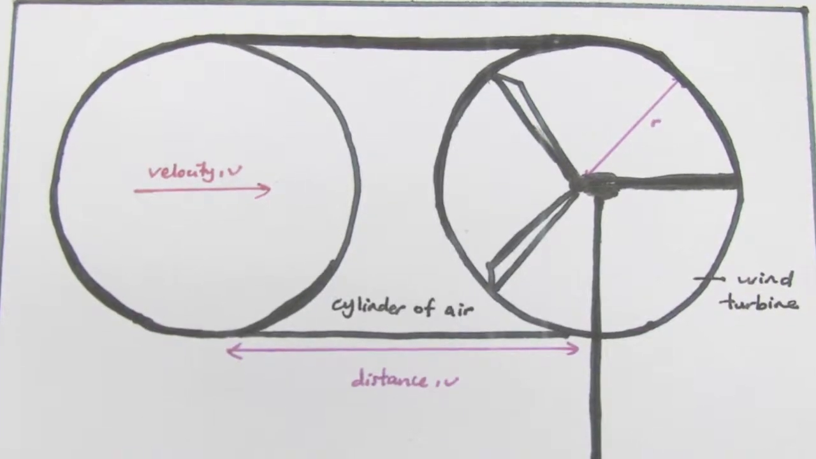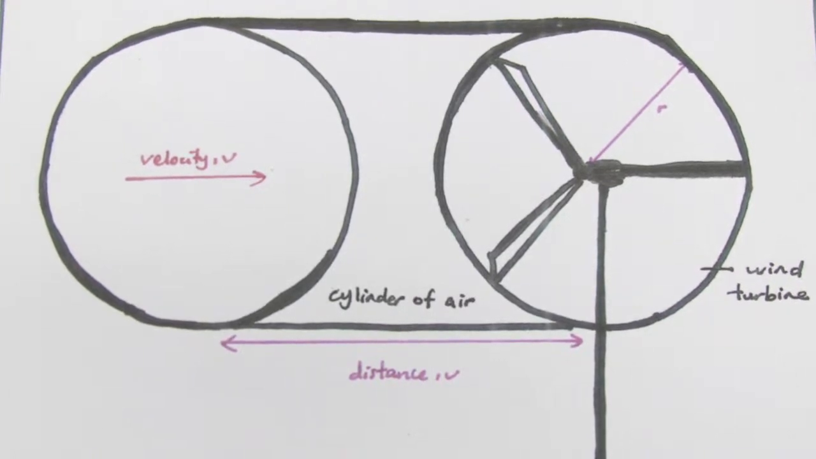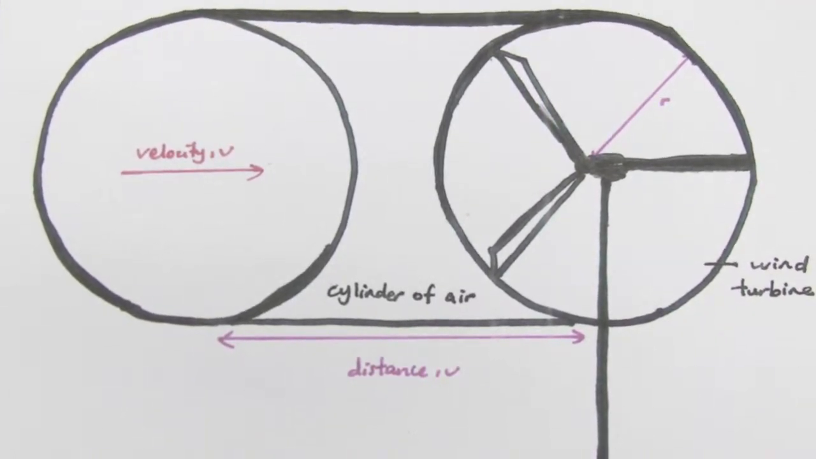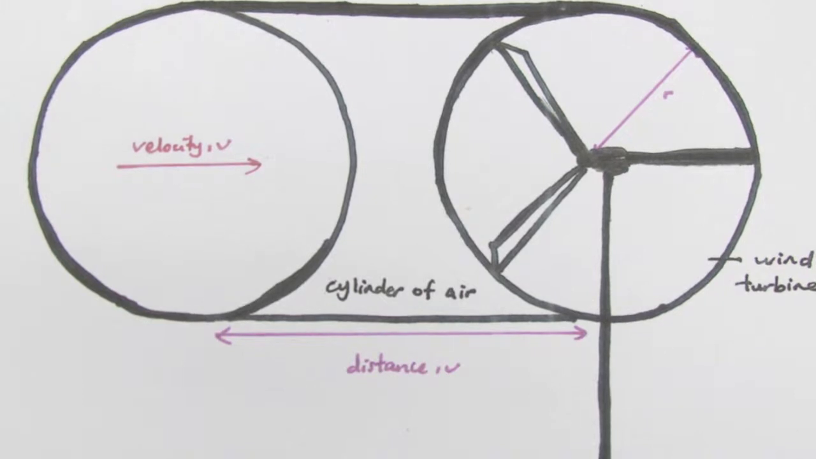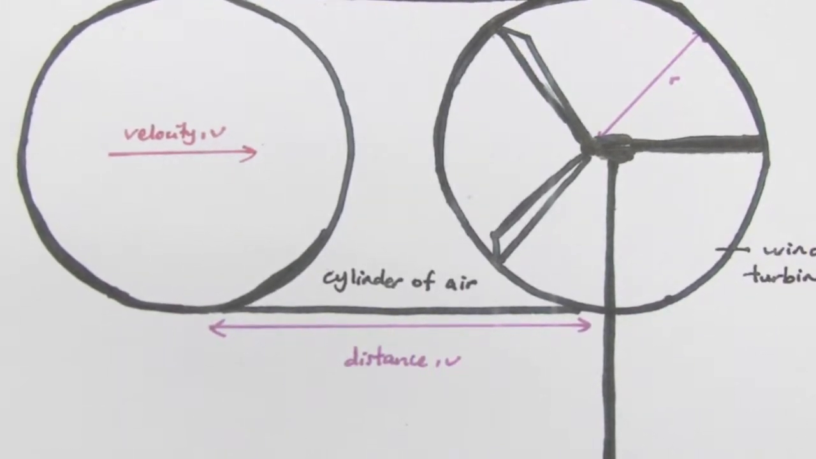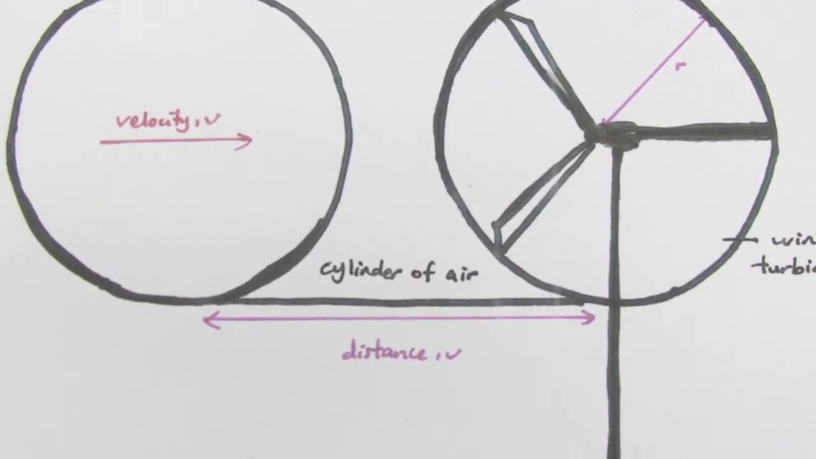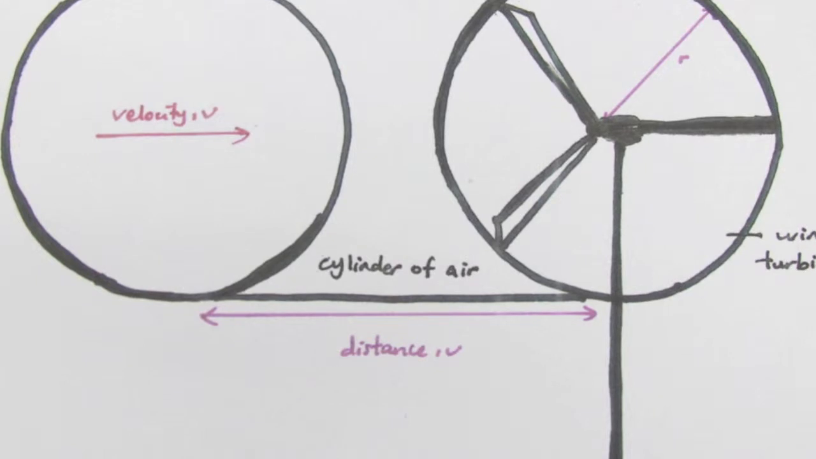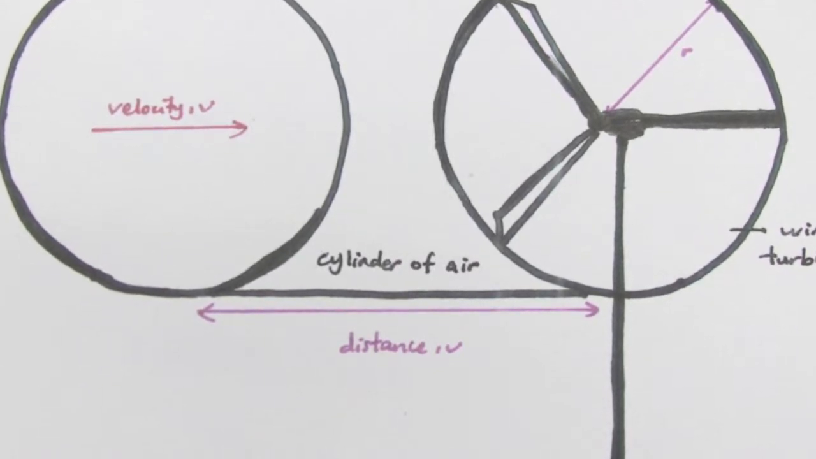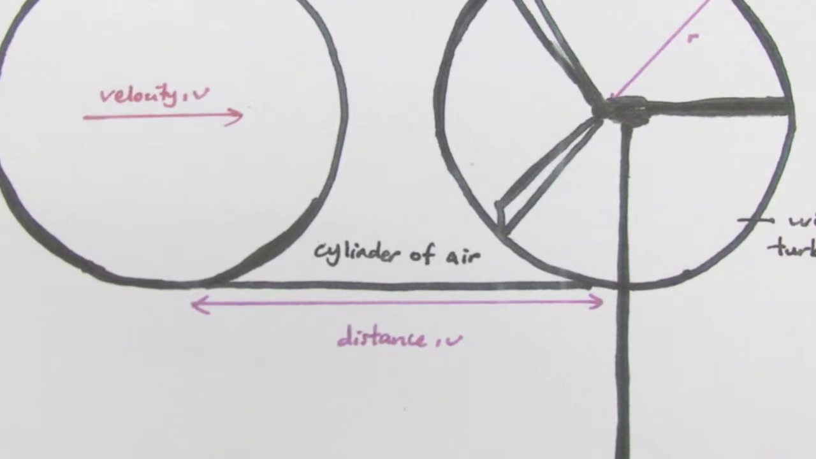Why do we use velocity for the value of the distance instead of s? Distance v is actually calculated by assuming that the wind moves for 1 second. So using the equation v equals s over t, where t equals 1 second, we find that s equals v, so the wind's velocity can be used as the distance in this case to calculate the volume of air travelling towards the wind turbine.